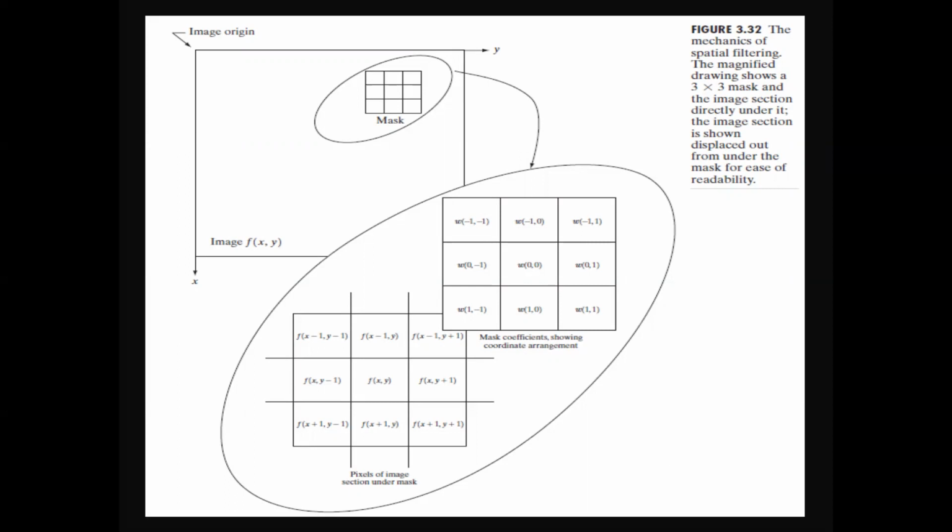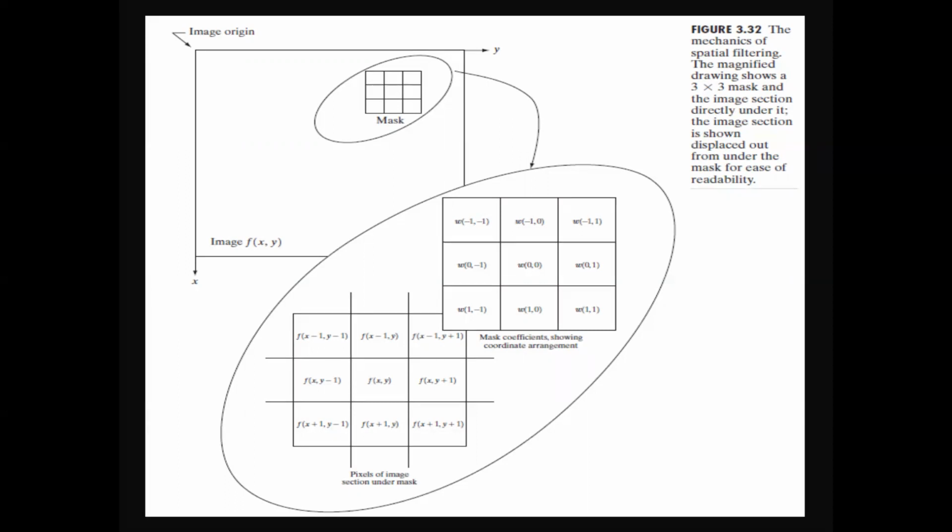That is, w(-1,-1), w(-1,0), w(-1,1), w(0,-1), w(0,0), w(0,1), w(1,-1), w(1,0), w(1,1) are the filter mask coefficients. The filter mask is a 3 by 3 mask consisting of the coefficients in 3 rows and 3 columns.